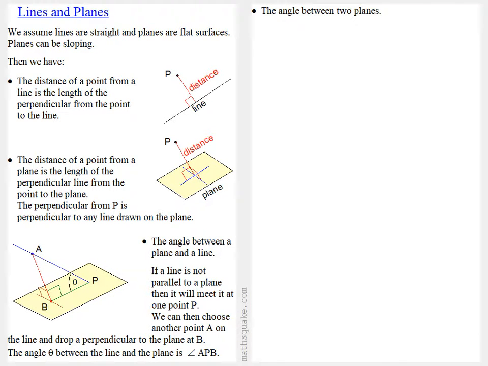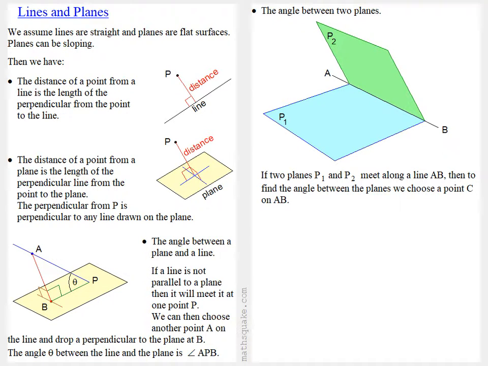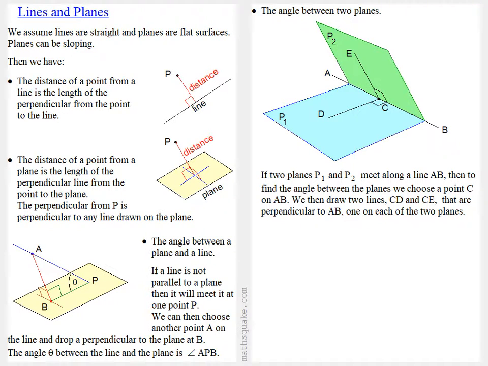If we have two planes that meet each other, we can find the angle between the two planes. So, if the planes are P1 and P2, as in the diagram, and they meet along a line AB, then to find the angle between the planes, we choose a point C on AB, and we draw two lines, CD and CE, so that they're both perpendicular to AB, and each of them lies on one of the two planes. Then the angle between the two planes, we can call it theta, is the angle DCE.